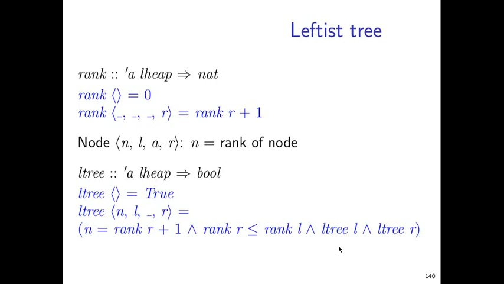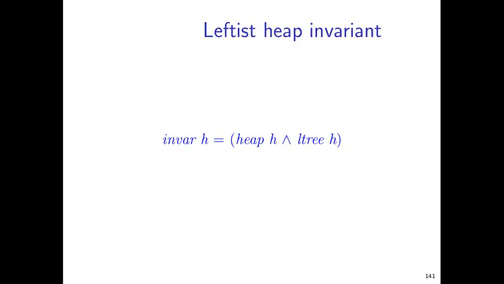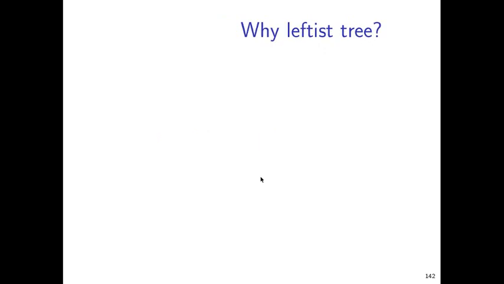Any questions on the invariant? Okay. So the complete invariant is of course heap and leftist tree. It must form a heap and this leftist tree property must be satisfied. Okay, now why do we do that?